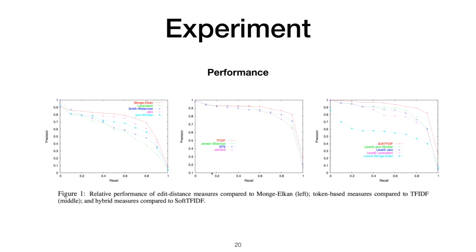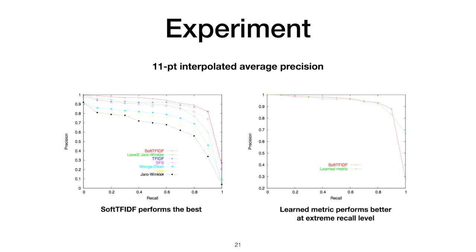Here is the performance of edit distance measures on the left, token-based measures in the middle, and hybrid measures on the right. As you can see from the red curves in the graphs, Monge-Elkan, TF-IDF, and soft TF-IDF perform the best in their corresponding types of measures. So overall, soft TF-IDF performs the best, as you can see on the left graph. And besides, compared to the other metric functions, soft TF-IDF only gets defeated at the very extreme recall level R equals 1.